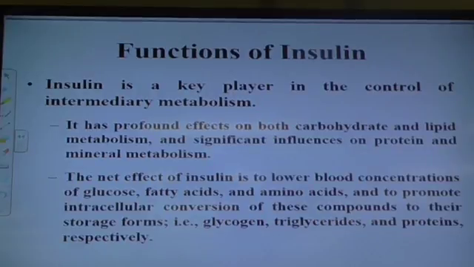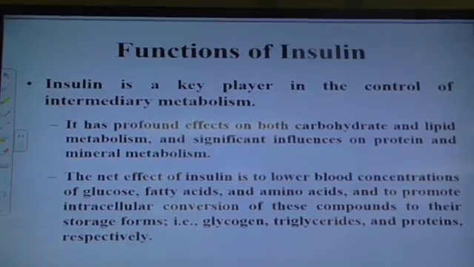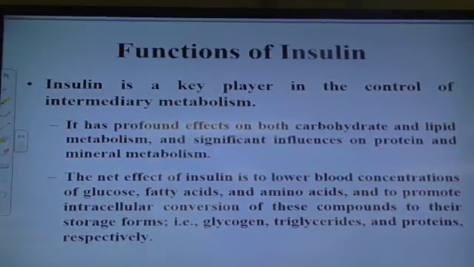Now, it's a very key player in control of intermediary metabolism because it affects both the carbohydrate and also, remember, the lipids and the fatty acids. Can you use lipids for energy? Yes, but insulin has to be able to transport them and also get the cells to make them into glucose and stuff. But it also has influences on your protein and mineral metabolism. In other words, it's not just the carbohydrates, that's its main function. But through its effects upon cellular metabolism, you can make them also metabolize minerals, metabolize proteins, and all this type of thing. Okay?